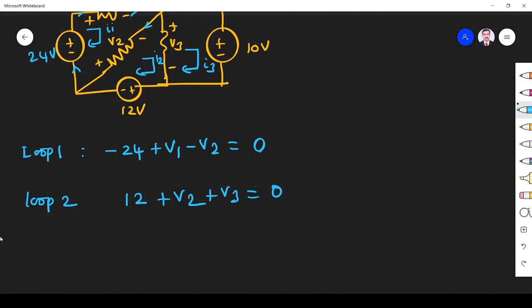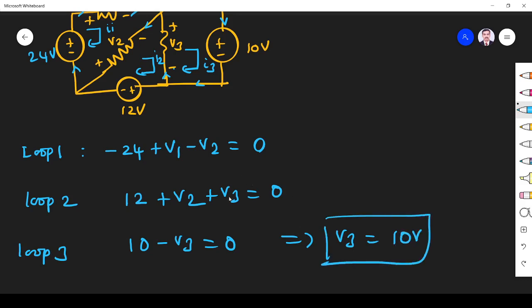For loop 3, here you see current is flowing like this, so it is coming like here, so it enters through the positive terminal of the 10 volt source, so plus 10. And for V3 it is entering through the negative terminal, because it is coming like this and entering here, so it encounters the negative terminal first, so minus V3 is equal to 0. This indicates V3 is equal to 10.